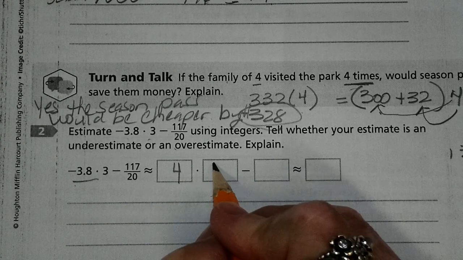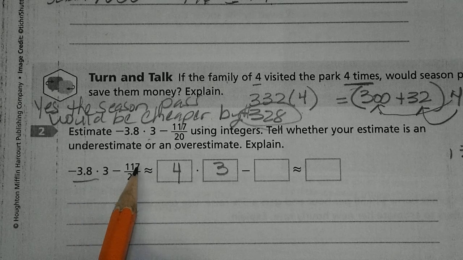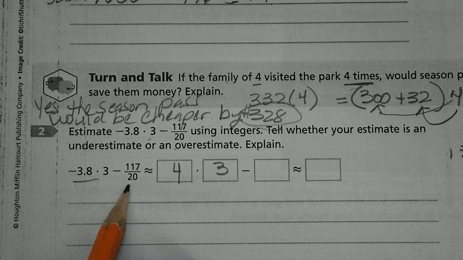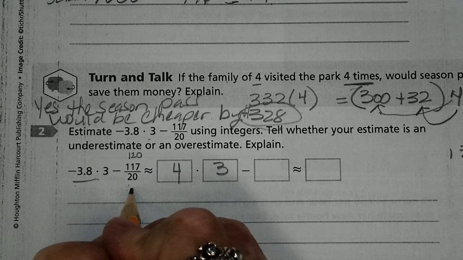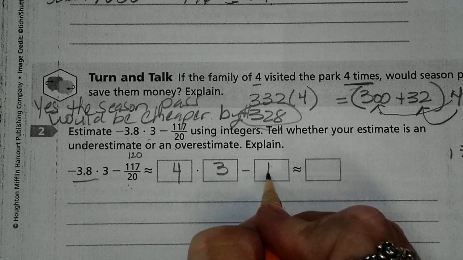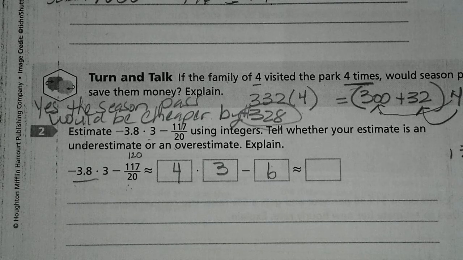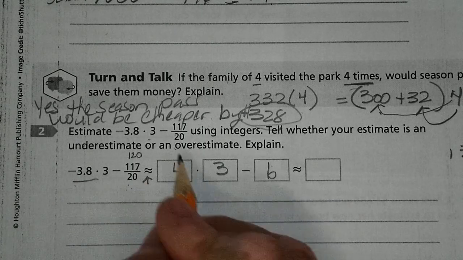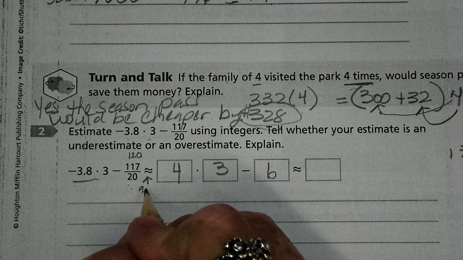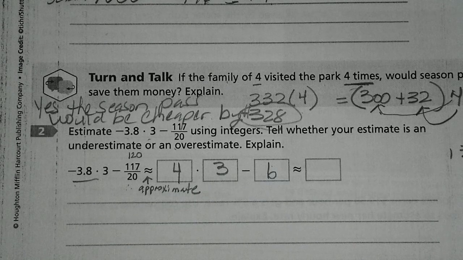Okay, I'm not going to round the 3 because it's already pretty much a whole number. And then what could I round 117 to that would make 20 easier to divide into? I would say 120, right? Yes, 120. So 120 divided by 20 is? 6. Okay, and remember, guys, these squiggly lines mean that these are all approximations. Because we are rounding, our answers are approximate. That's what that squiggly line means.